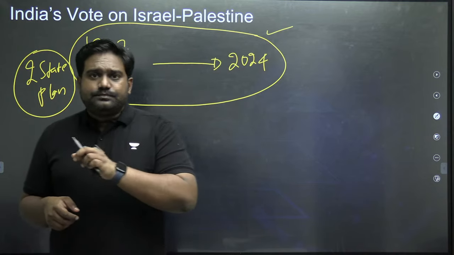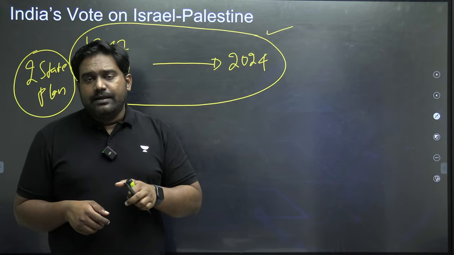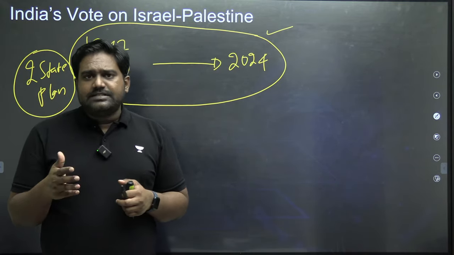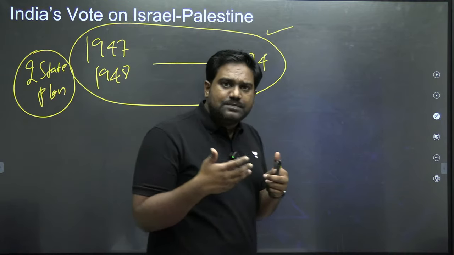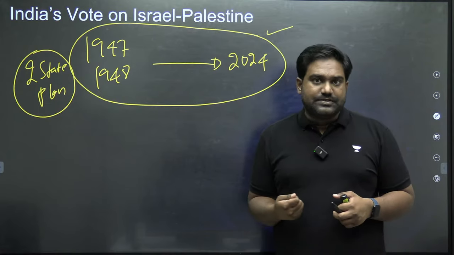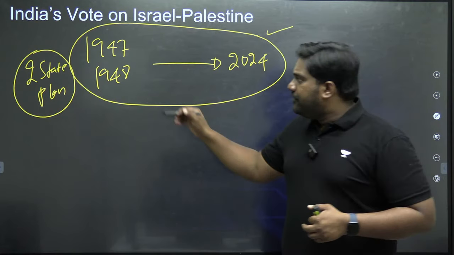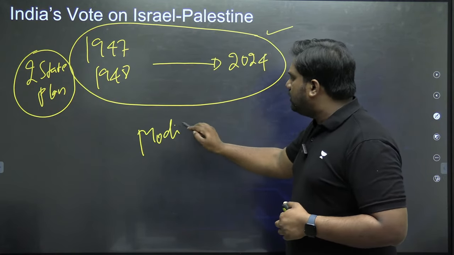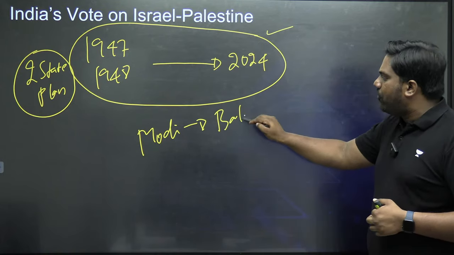But when it comes to the question of terrorism against Israel, right? So that is where India has shown this position where we abstain from these votes in a way which extends support to Israel to fight against terrorism. Is that clear? In fact, the current government has brought out a much finer balance compared to before.